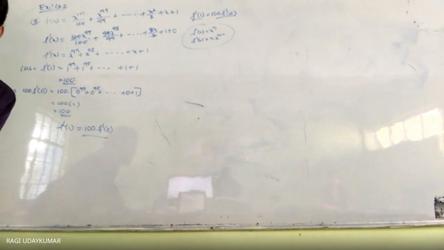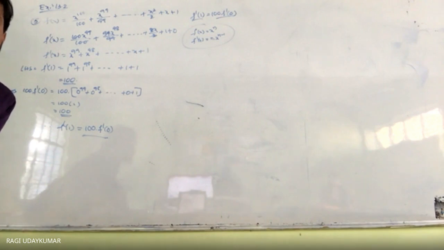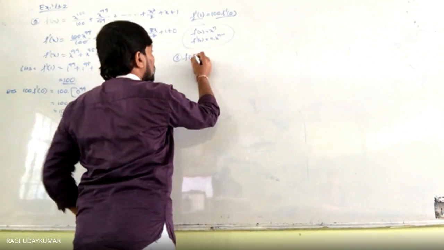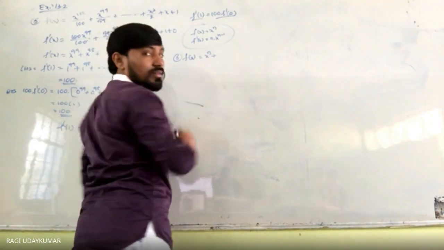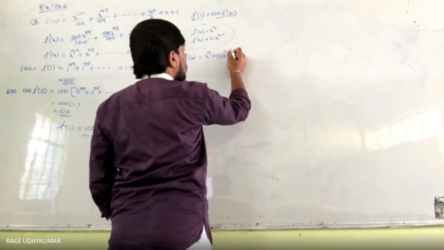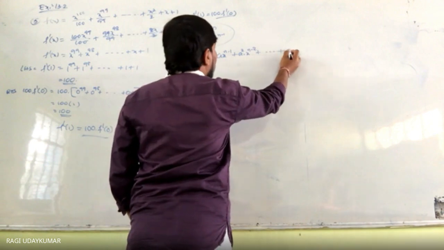Now the sixth question. See, this one also has x to the power of n, a x to the power of n minus 1, a square x to the power of n minus 2, and it asks you to find the derivative of this function. The given function is f of x equal to x to the power of n plus a x to the power of n minus 1 plus a square x to the power of n minus 2, plus and so on, plus a to the power of n.